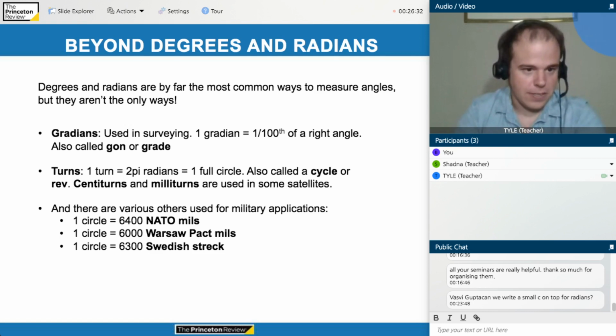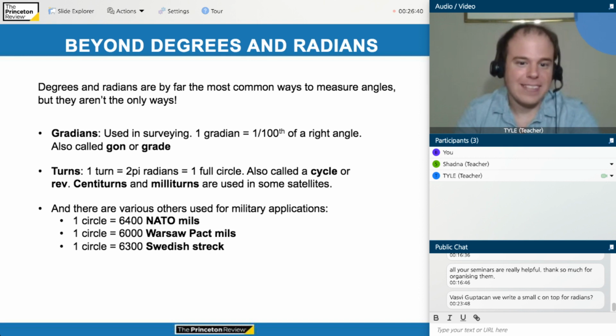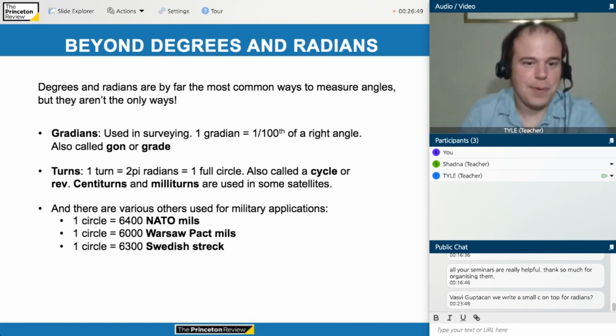People use turns sometimes, or also therefore centiturns or milliturns, which mean 1/100th or 1/1000th of a turn. So there would be one turn in a circle. So one turn would equal 2 pi radians, or there would be 1,000 milliturns in a circle.